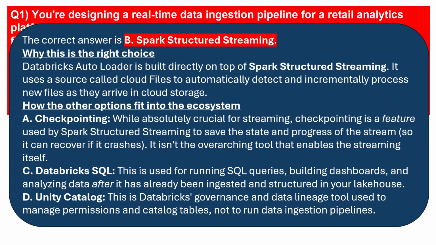C. Databricks SQL. This is used for running SQL queries, building dashboards, and analyzing data after it has already been ingested and structured in your Lakehouse. D. Unity Catalog. This is Databricks' governance and data lineage tool used to manage permissions and catalog tables, not to run data ingestion pipelines.